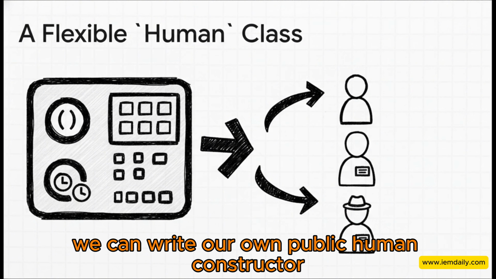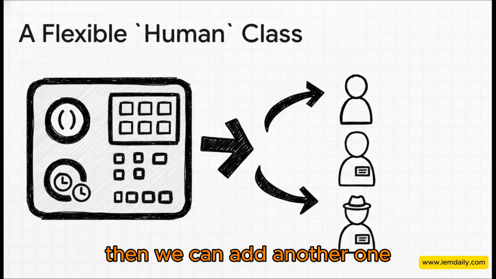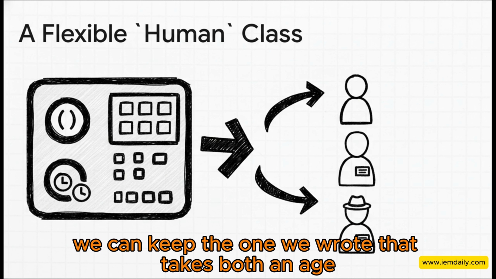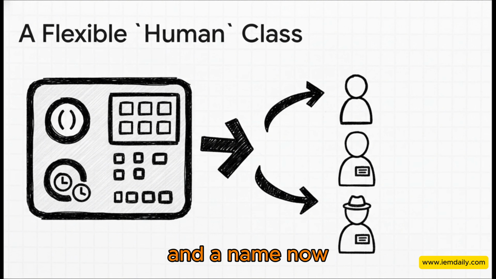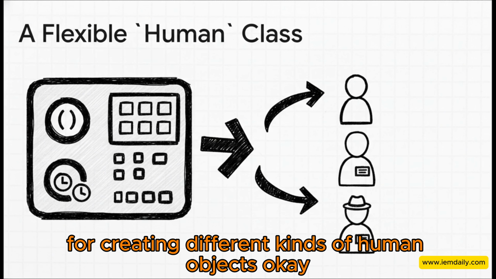So by using overloading, we can make our Human class way more flexible. We can write our own public Human constructor with no arguments for a default Human. Then we can add another one that maybe just takes a name. And of course, we can keep the one we wrote that takes both an age and a name. Now our single class has multiple blueprints for creating different kinds of Human objects.